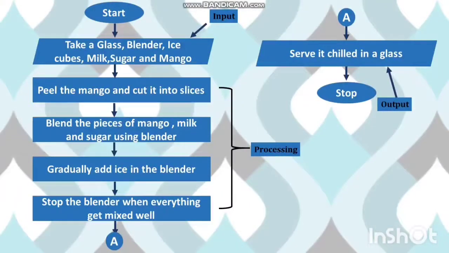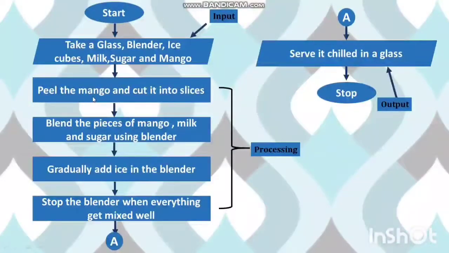When it comes to programming, the sentences change. So this represents the input. The input which we are giving for this process is glass, blender, ice cubes, milk, sugar and mango. So these are the inputs which we give. These arrows represent the flow. Once you start, this represents the flow. After this, the next steps come. This arrow represents the flow of this logic.